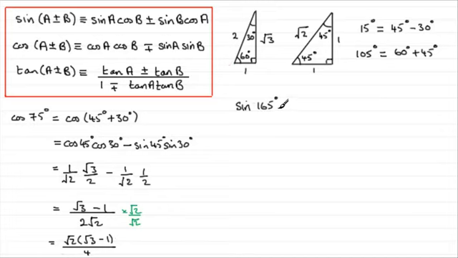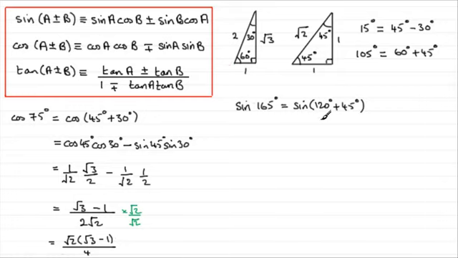Okay, if you had a go, let's see how you got on. First of all, how are we going to get 165 degrees out of these angles, 30s, 60s and 45s? Well, what we could do is think of this as the sine of 120 degrees plus 45 degrees.